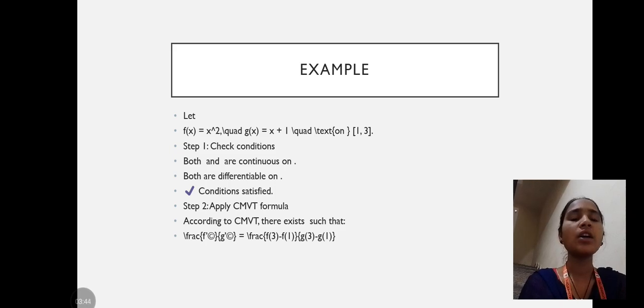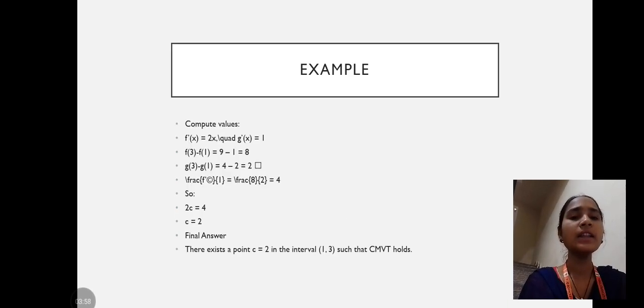Step 2 is to apply the Cauchy mean value theorem formula. According to Cauchy mean value theorem, there exists c such that f'(c)/g'(c) = (f(3) - f(1))/(g(3) - g(1)). And then compute the values. f'(x) = 2x and g'(x) = 1. f(3) - f(1) value is 8. g(3) - g(1) value is 2. Then f'(c)/1 = 8/2. The final answer is 4. And then the condition 2c = 4. The final answer for c is 2.